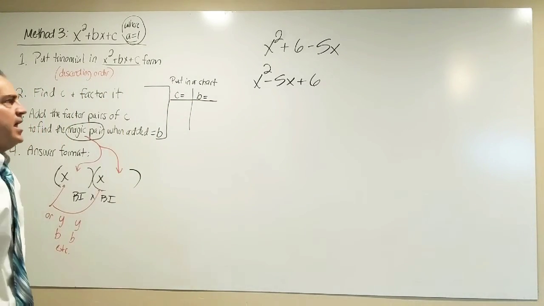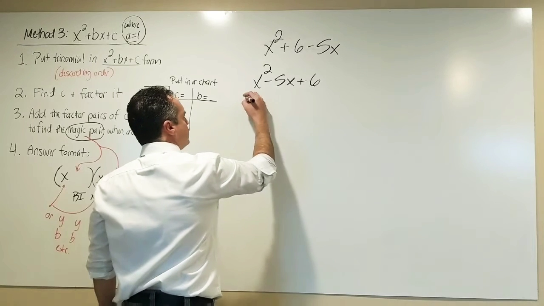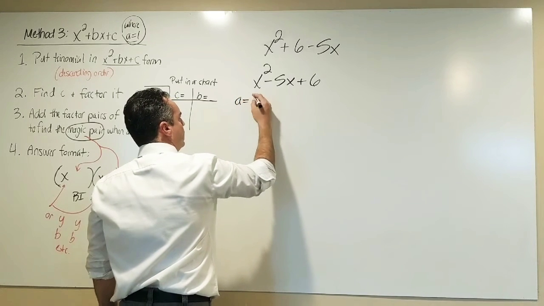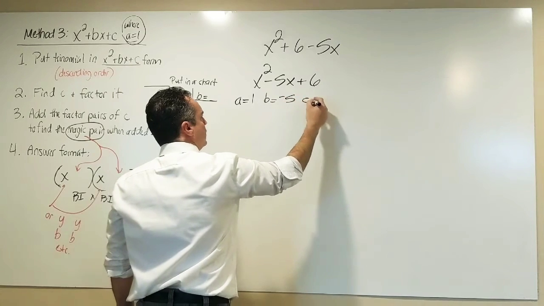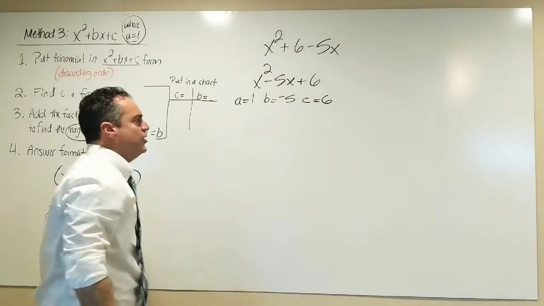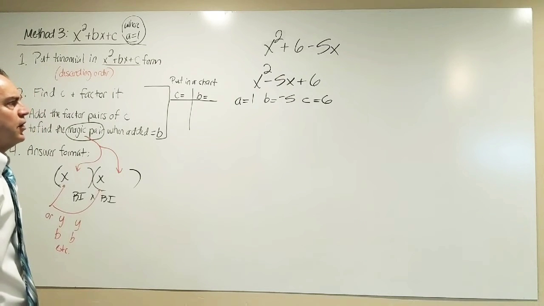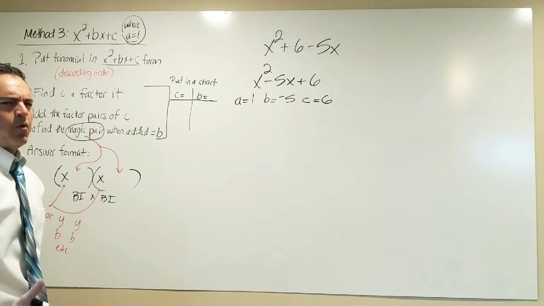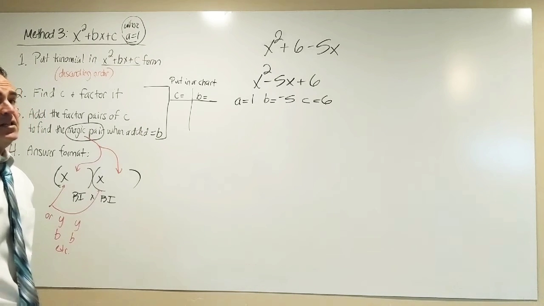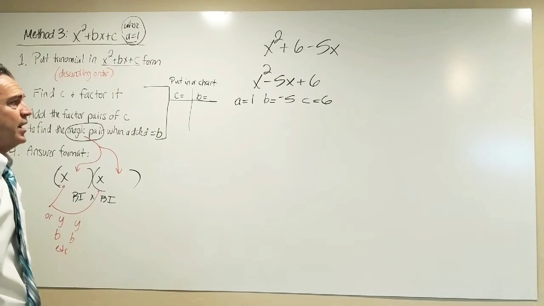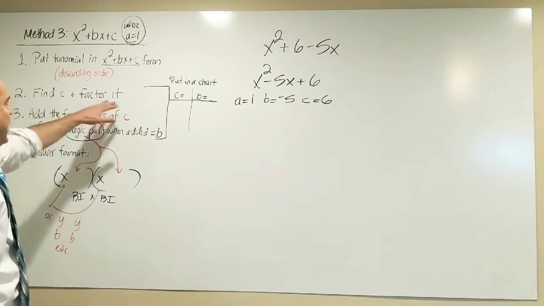So what's A? Let's go ahead and define this. Nicole, what's A? 1. B: negative 5. C: 6. Very good. So everyone, that's what A, B, and C are. You don't need to write that for every problem, but I wanted you to understand this is important to these methods. We are going to need to know what C and B are on every method, and sometimes what A is as well. In this method, it says find C and factor it.